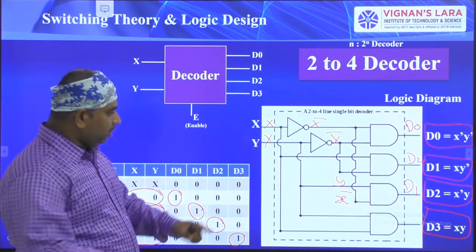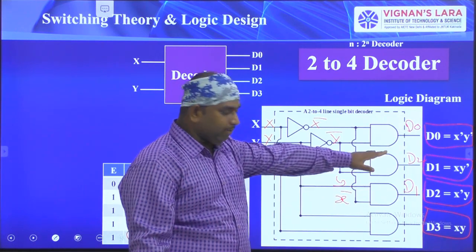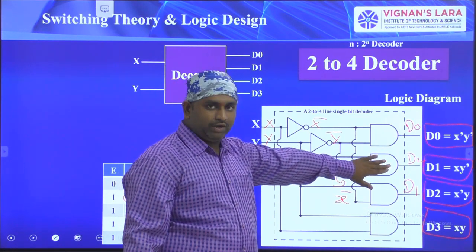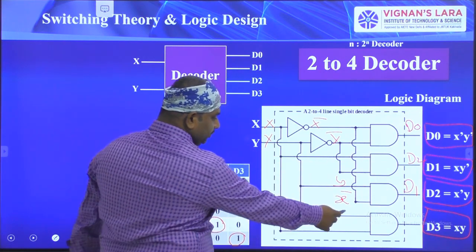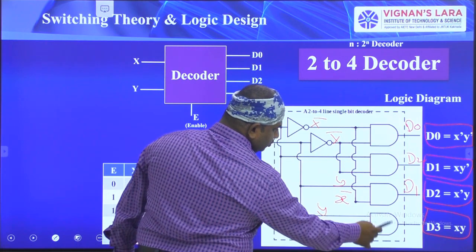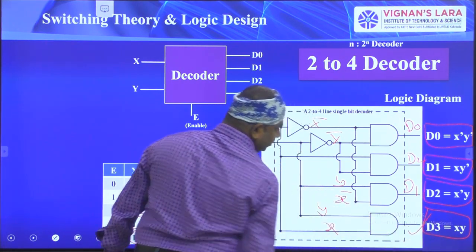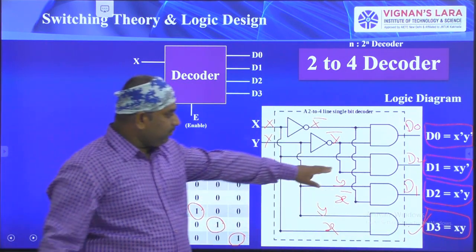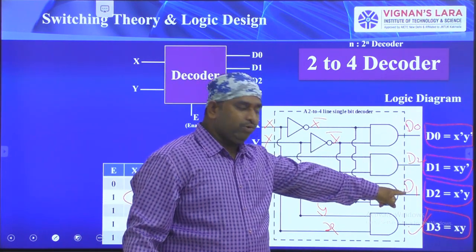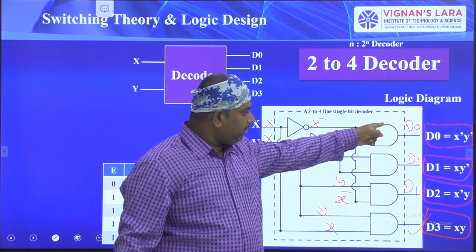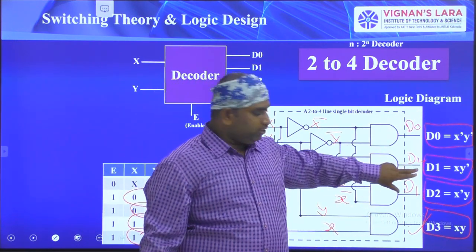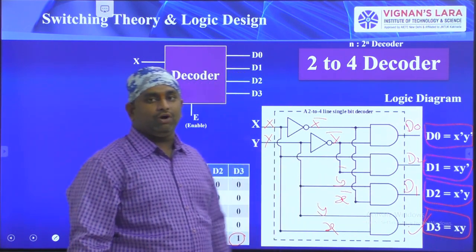This diagram is written wrongly. You have to place this AND gate above and this AND gate downside. These two AND gates you have to swap. And for these two lines, one is x and one is y. So D3 is equal to xy. In this diagram, you have to reverse these two AND gates. Here you have to write D1 and here you have to write D2, but in this diagram D0, D2, D1, D3 are shown. So shift these two AND gates and you will get D0, D1, D2, D3.